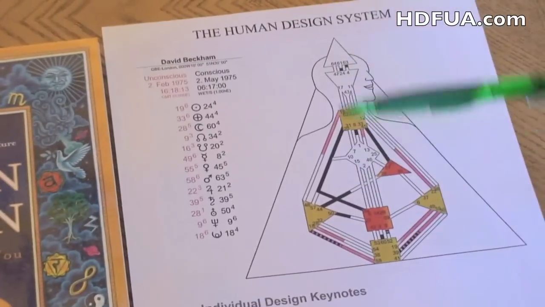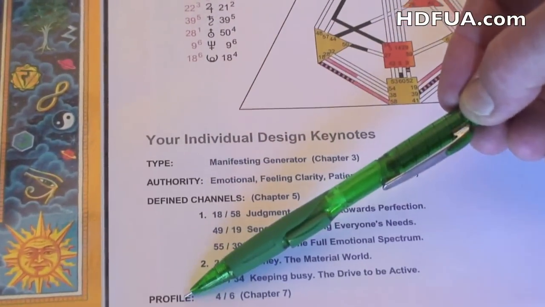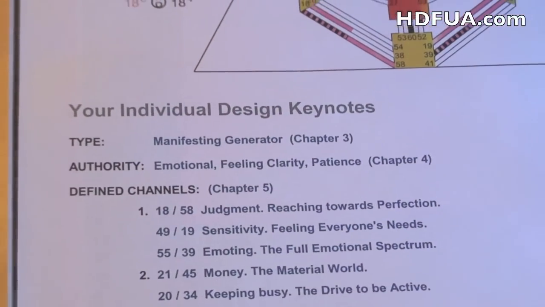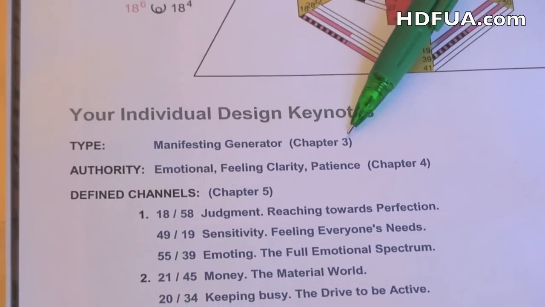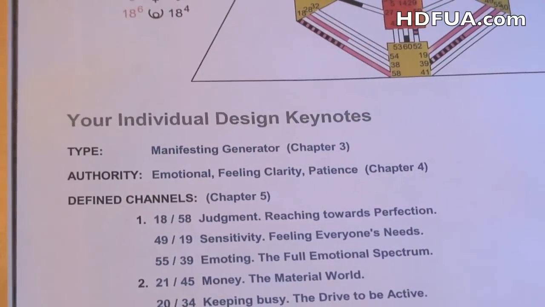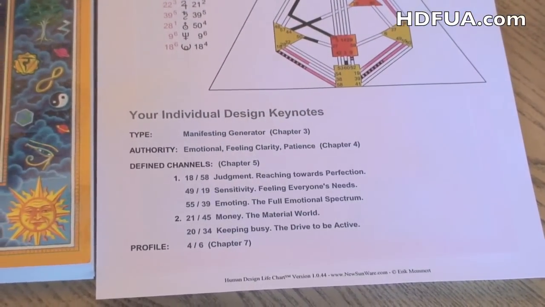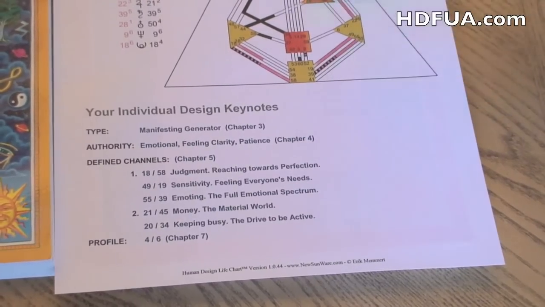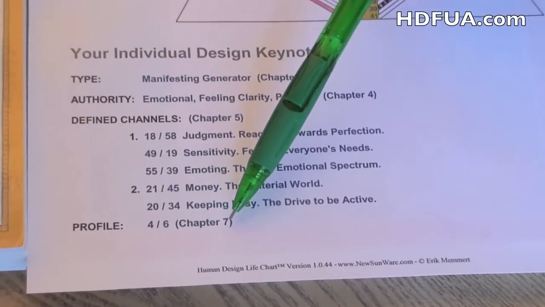What we're drawing your attention to particularly is what we call type, authority, and profile. These are what we call the three keys. In the blue book here, you will find exactly about your type in chapter 3. You'll find all about your authority, how you make decisions for yourself that are right in any circumstance, in chapter 4. And you'll be able to find all about your profile here in chapter 7.